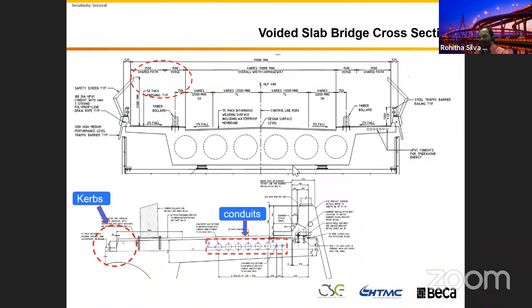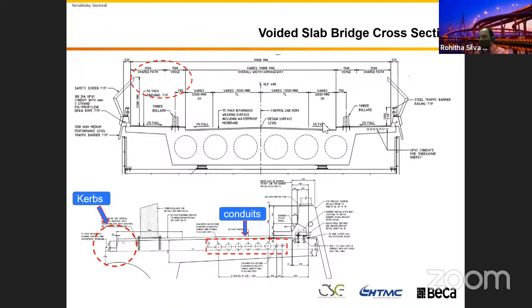This is another type of bridge. Again, I don't think this is economical at all in Sri Lanka. The reason I'm showing this bridge is that we call it a voided slab bridge. It's a piece of concrete segment. It's a box girder, but it's not like the box girder you see over there. This bridge is not as wide as that one, but it's still 19 meters wide.